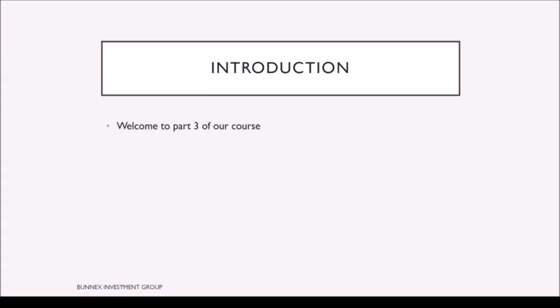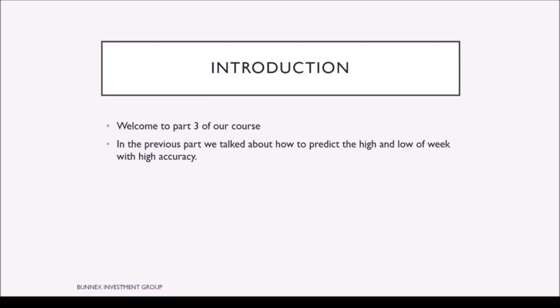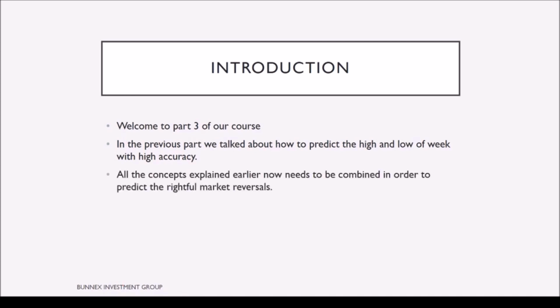Welcome to part 3 of our course. In the previous part, we talked about how to predict the high and low of a wick with high accuracy. All the concepts explained earlier now need to be combined in order to predict the rightful market reversals. In the first part, we talked about how to predict the high of day. Then in part 2, we talked about how to get the high or low of the week. Those two concepts now need to be combined in order to get the rightful market reversals.